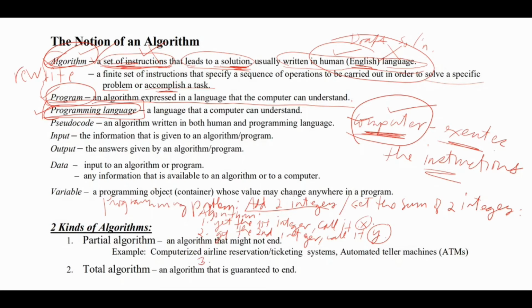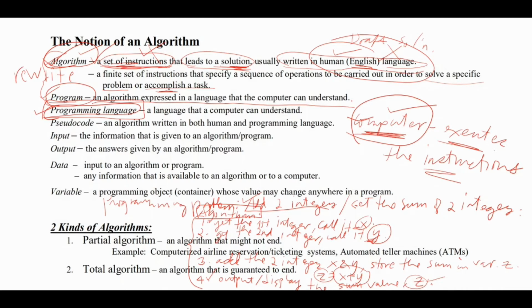And then the third would be, now that you have the two integers named x and y, add the two integers x and y and store the sum in variable z. So z now would be x plus y, right? And then number 4 is, now that you have the sum value, we display or output to the user the sum, which is z. So is this working? Yes, of course.